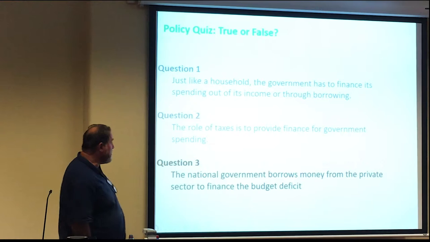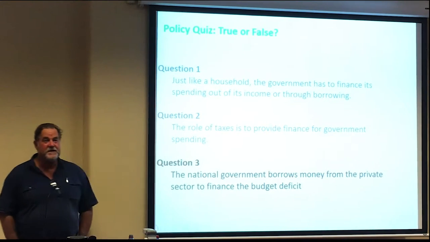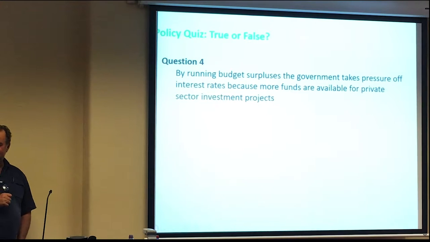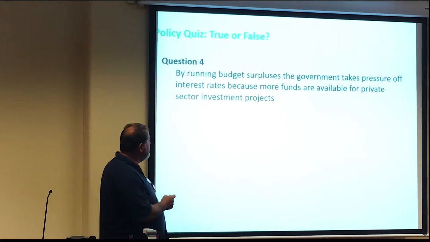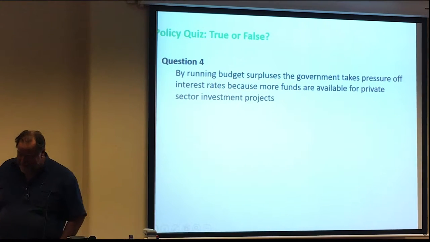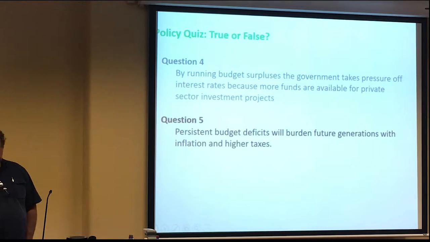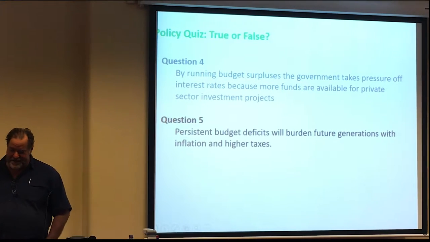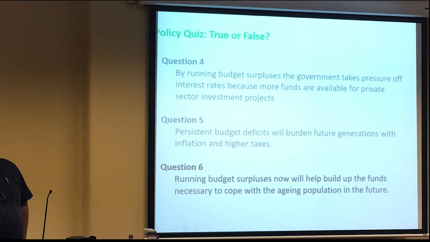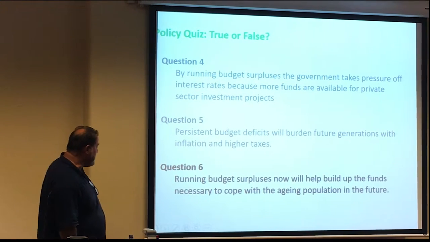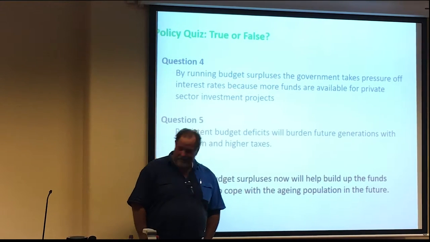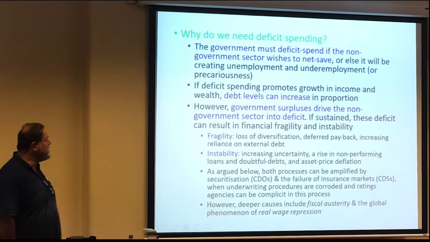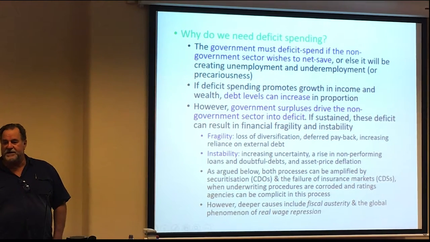Question three, the national government borrows money from the private sector to finance the budget deficit. True or false? That's right. And question four, by running budget surpluses, the government takes pressure off interest rates because more funds become available for private sector investment projects. True or false? False. Okay. Question five, persistent budget deficits will burden future generations both with inflation and higher taxes. True or false? And finally, running budget surpluses now will help build up funds necessary to cope with the ageing population in the future, and will also give jobs to Peter Costello. Of course, false.